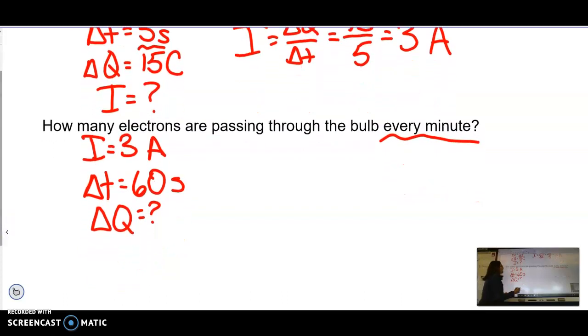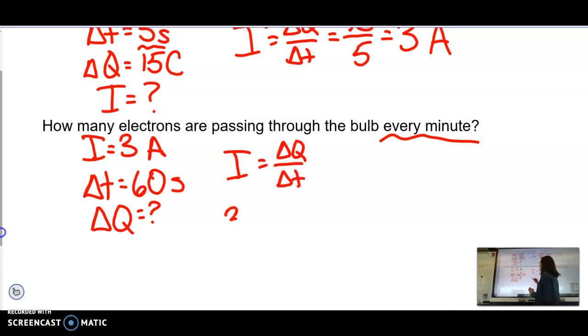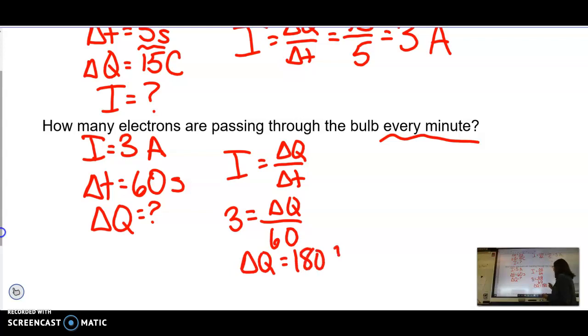So I'm going to go ahead and use my equation again. So I is again the same 3 amps. But I'm trying to figure out how much charge that would be in 60 seconds. So to get the answer, you just multiply both sides by 60. So the charge would be 180 coulombs of charge in a minute.